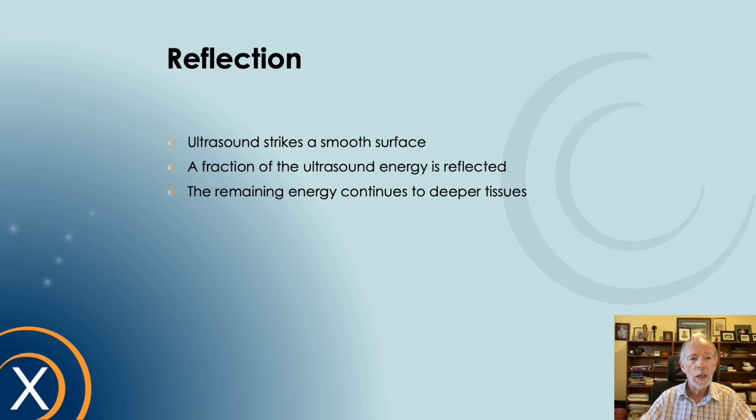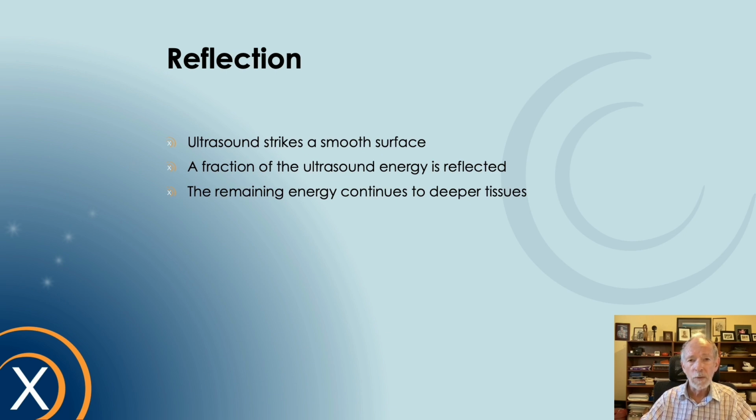The term reflection refers to what happens when ultrasound is incident on a smooth surface. This is exactly the same as when light hits a smooth surface like a mirror or a sheet of glass or metal. Some of the energy is reflected. And so when ultrasound strikes a smooth surface in the body, for example the capsule of the kidney or a blood vessel wall, some of the ultrasound energy is reflected and the rest of the energy travels through that tissue into the deeper tissues. So we have partial reflection, some of the energy being reflected, the remainder passing through into the deeper tissues.